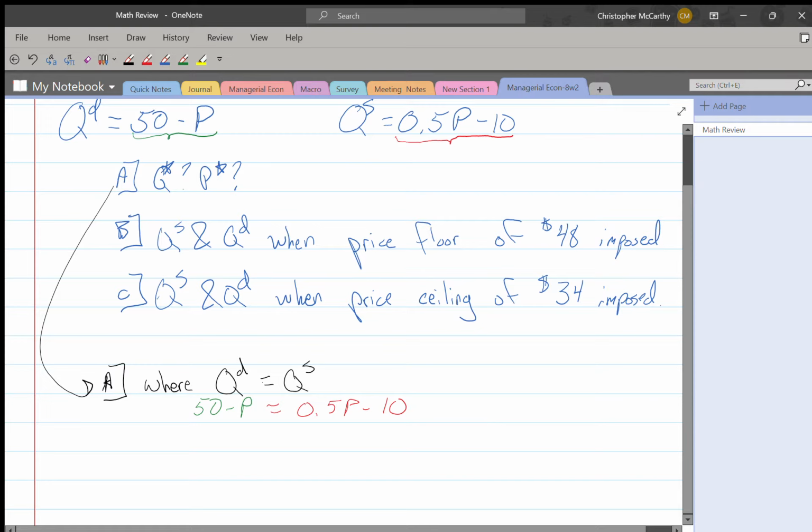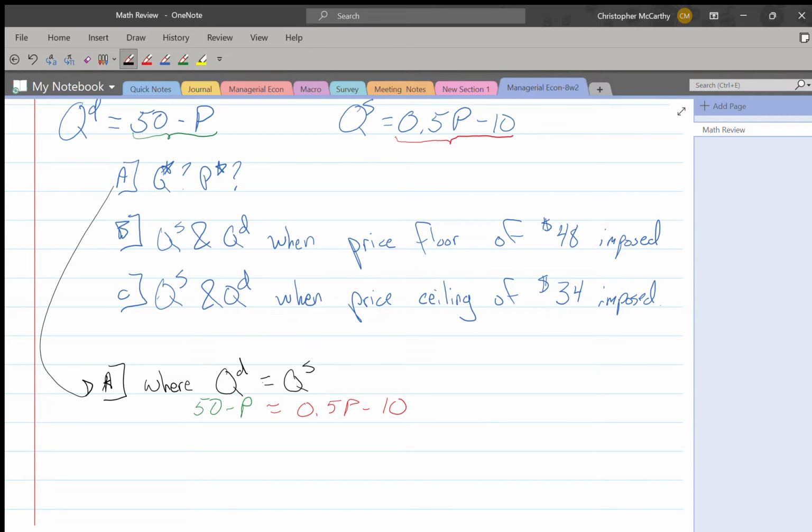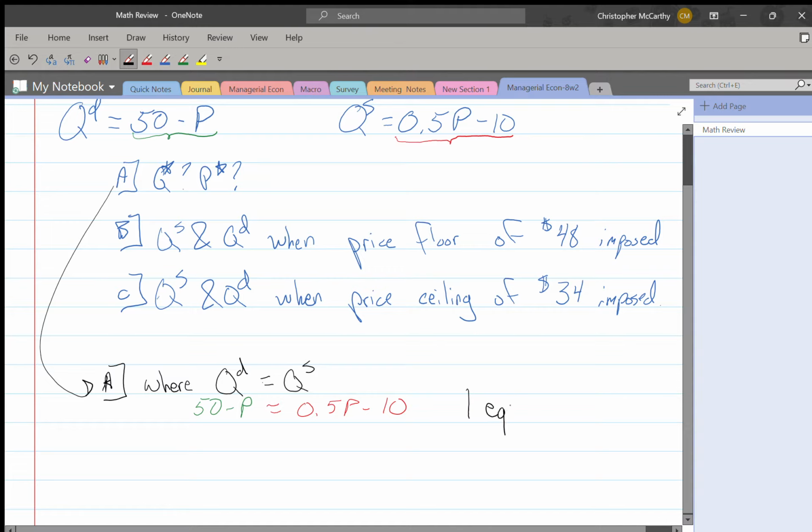So we have a system of equations, well, we have one equation and one unknown. So we know that we need to have the same amount of unknowns as equations in order to be able to solve. And so what we're going to do is add P to both sides. What does that do? That gets rid of this P.